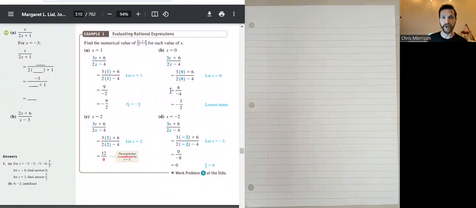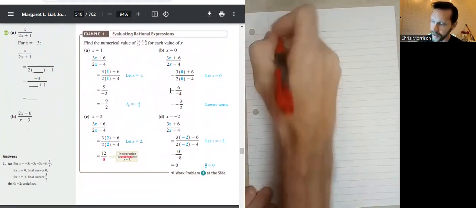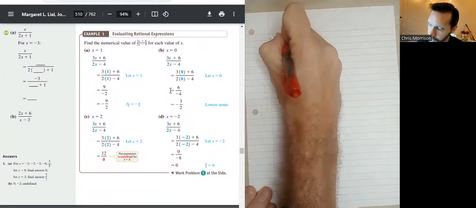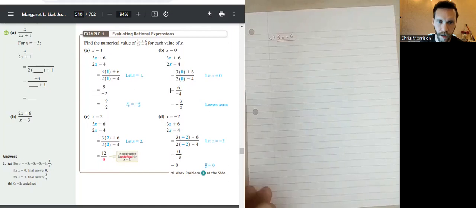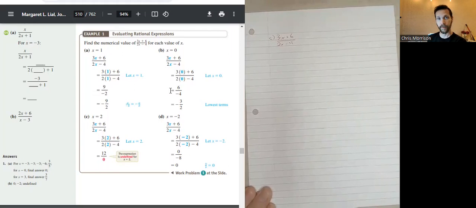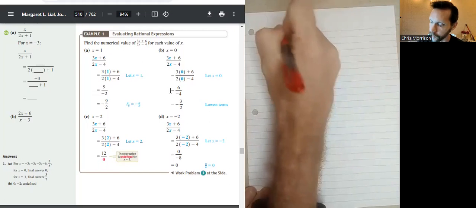So the first thing we want to do dealing with rational expressions is very simple. Let's imagine we're told the value of our variable, say x, and we want to find out what the actual numerical value is. We don't want an expression, we want to solve it, for lack of better words. So how do we do that? Well, let's take as our example A, 3x plus 6 over 2x minus 4. And for this particular example, we're told that x equals 1.